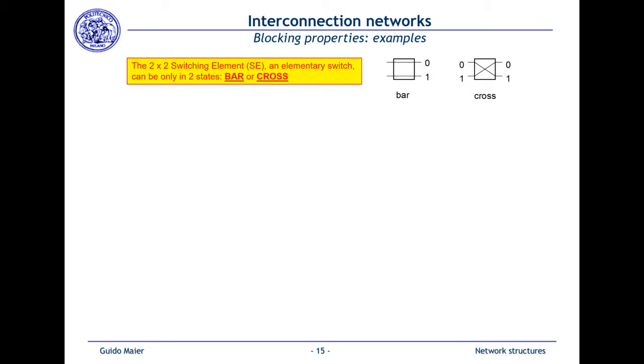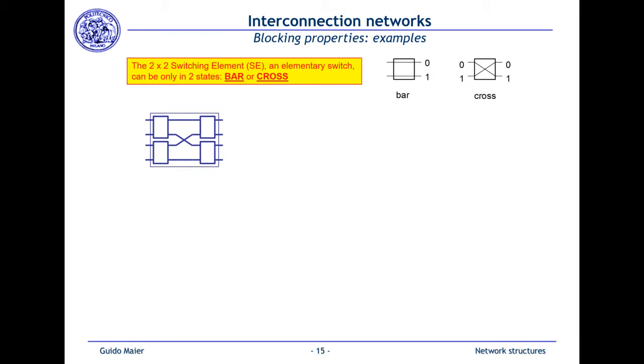They have two inputs and two outputs, and they can perform, as we have seen before, only two permutations. This means that they can have only two possible internal states, and the states are called bar and cross, for the obvious reason that you see in the picture. So with bar you connect 0 to 0 and 1 to 1, with cross you connect 0 to 1 and 1 to 0. So what can we do with these switching elements?